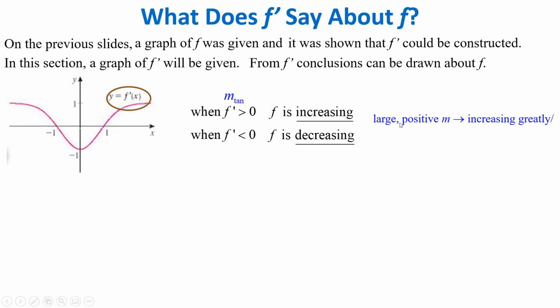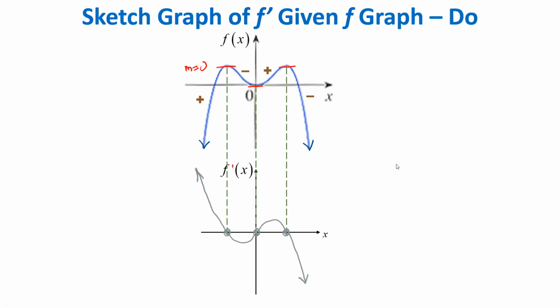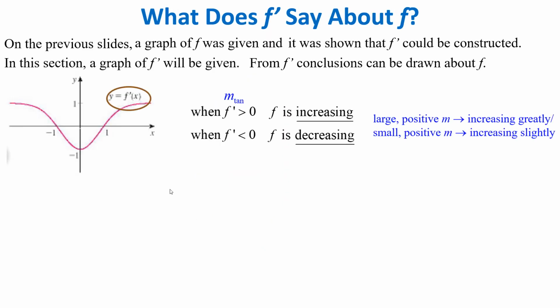Right. Now, a large positive slope means that f is increasing greatly, whereas a small positive slope means that f is increasing only slightly. And now making the connections about what happens when the slope is exactly 0, see how these happen at the peaks and valleys on the graph. In other words, the slope of the tangent line is 0 at the mins and the maxes.